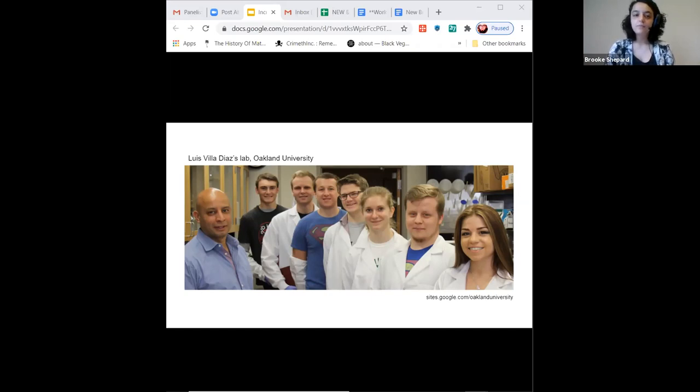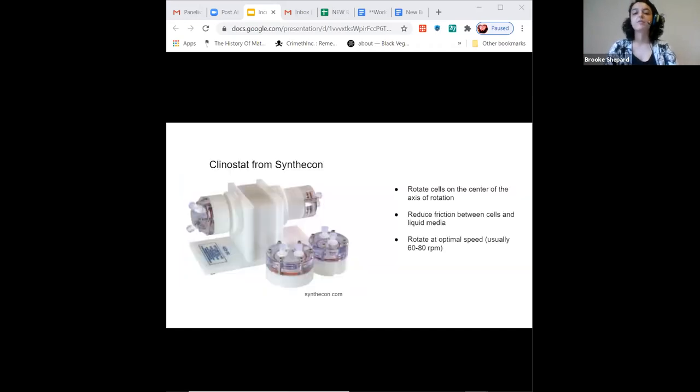So we did some searching to figure out the best way to simulate that space environment, and we decided that using a clinostat would probably be the easiest way to do that. A clinostat, if you don't know, is a machine that simulates the microgravity aspect of the space environment. They basically rotate cells in a certain way so that the cells think they're in zero gravity or microgravity when in reality they're here on Earth.